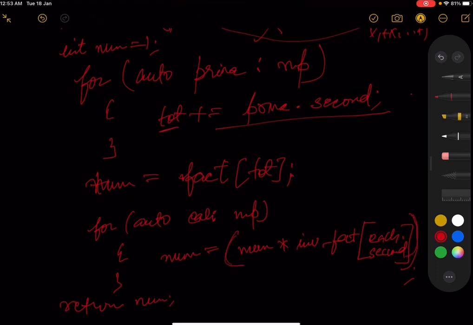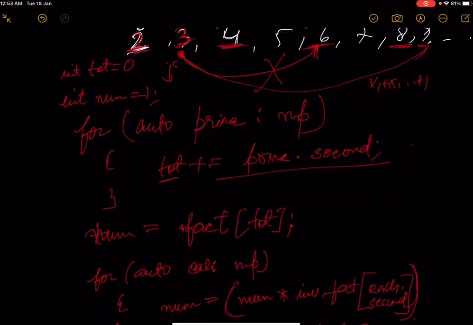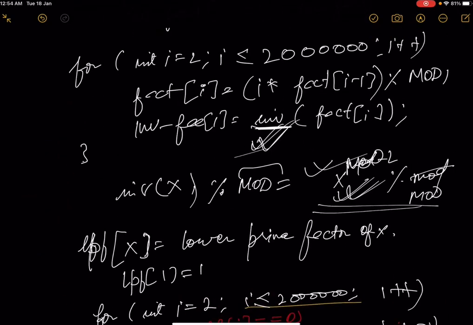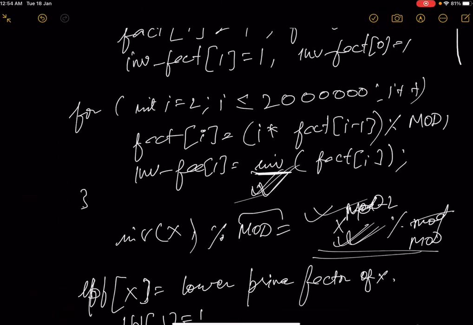And when we multiply these together, we also take it modulo 10 to the power 9 plus 7. Okay, so this is the thing which we will do, right? This is the way we can derive our solution. I hope it's clear to you.